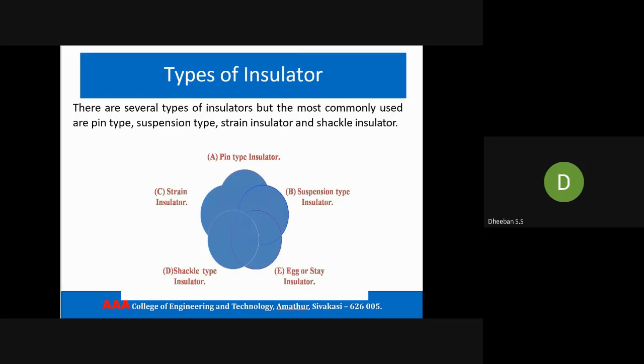Moving on, there are several types of insulators. These are the different types, totally five types, starting with the pin type insulator, suspension type insulator, strain insulator, and shackle type insulator. We'll be seeing each and every one.